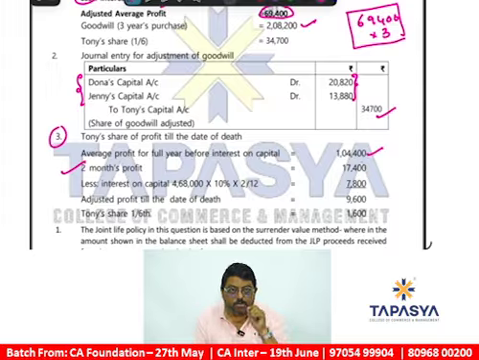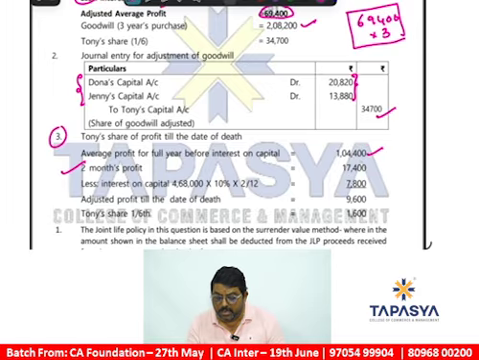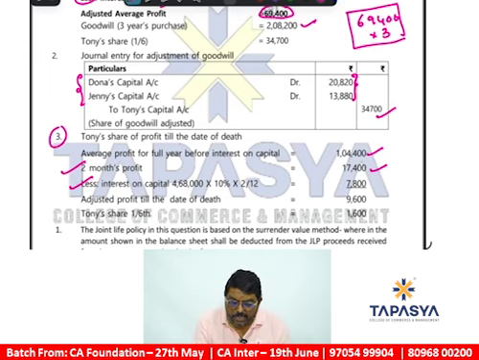But we need 2 months only, we should give here. So take the 2 months into 2/12. 2/12 means 17,400, 2 months' profit. But this is before charging interest on capital. We can calculate the interest on capital and minus it.